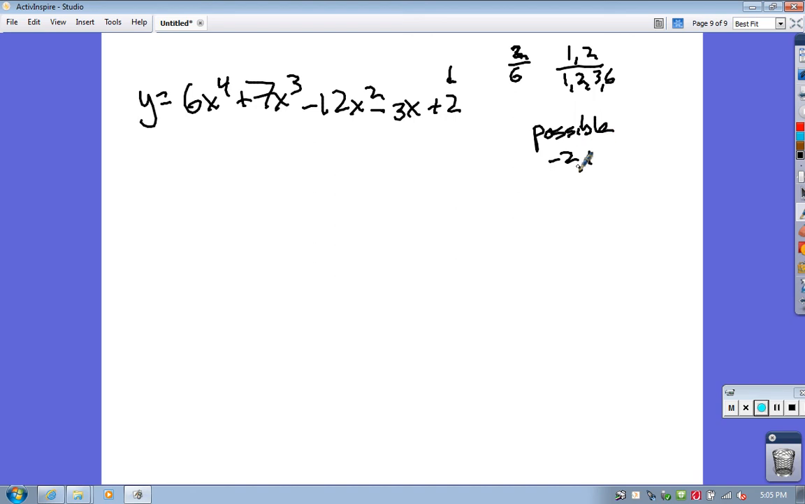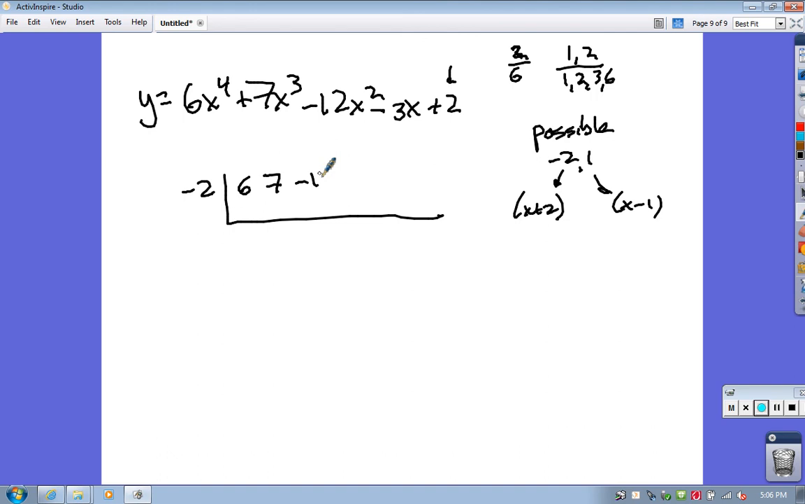So let's deal with these. If these are possible roots, remember these would come from x plus 2, and this one would come from x minus 1. So I'm going to do these divisions. I'm going to divide this by x plus 2, use synthetic division, so I use the root -2. And then these coefficients: 6x to the 4th, 7x cubed, -12x squared, -3x, and a 2. Okay. Synthetic division, the 6 comes down, multiply, -12, and I add.